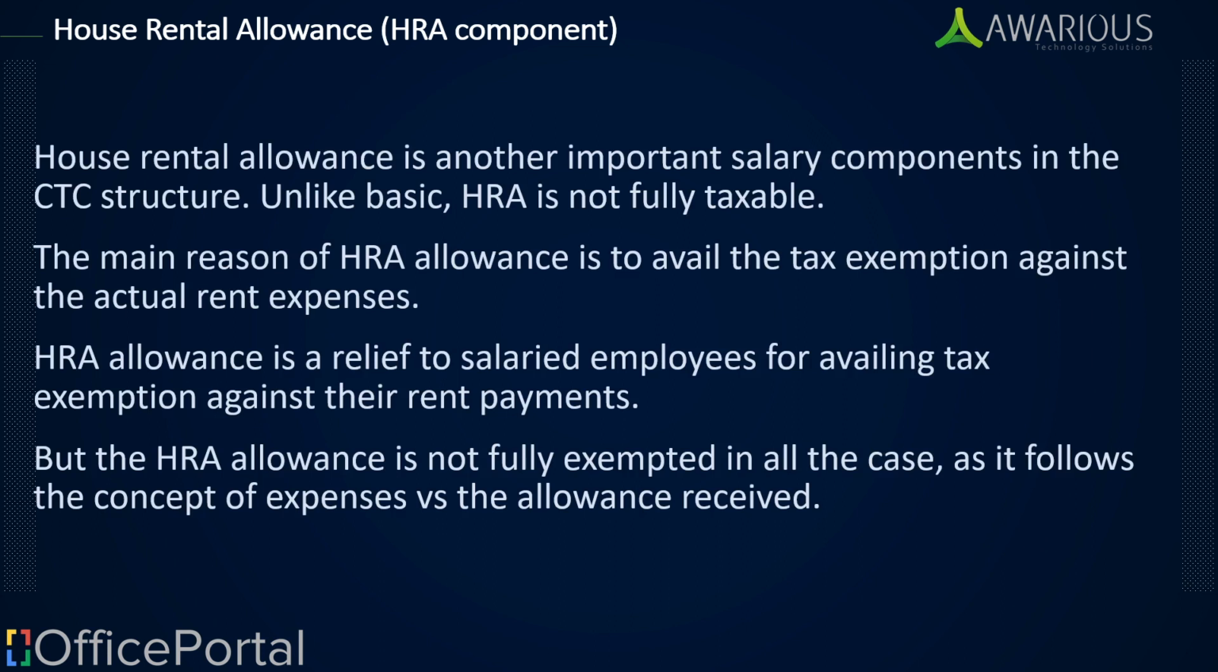The main reason for availing the HRA allowance is to get a tax exemption against the actual rent paid by the salaried employee. In other words, the HRA allowance is a relief to salaried employees, for availing a tax exemption in the taxable income against the actual rent payments they have incurred or paid during that financial year. But the HRA allowance is not fully exempted, so there are three conditions applied, as it follows the concept of expenses paid or incurred versus the allowance received.